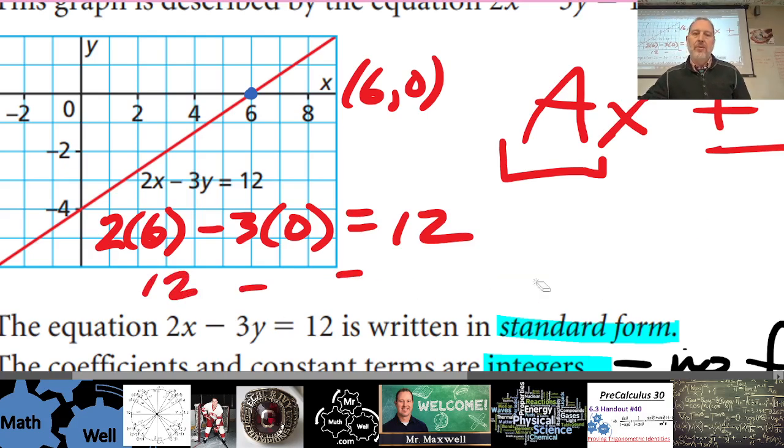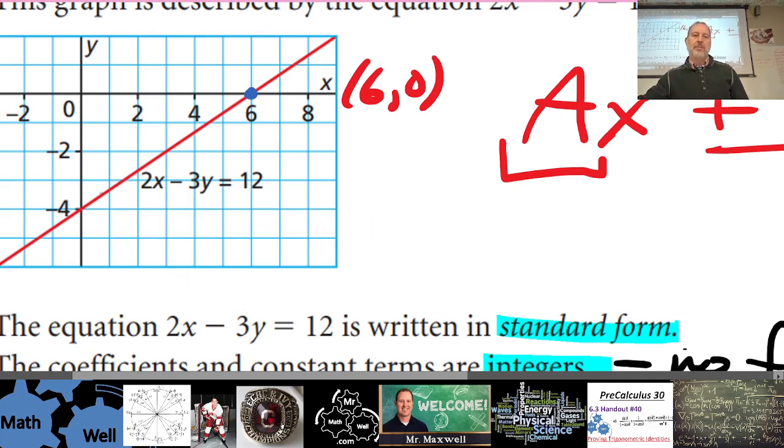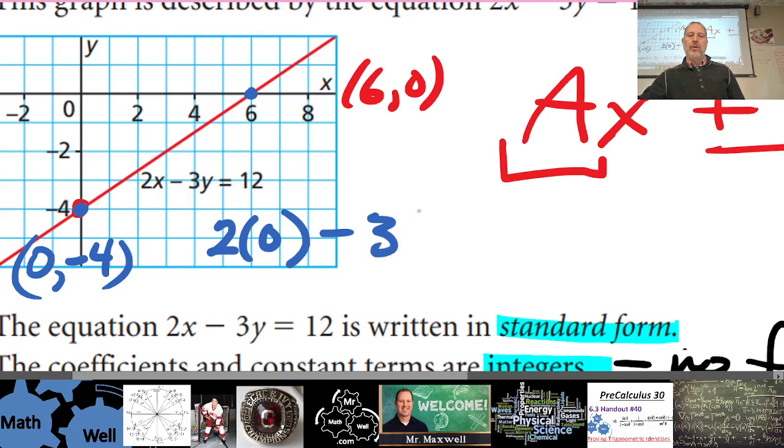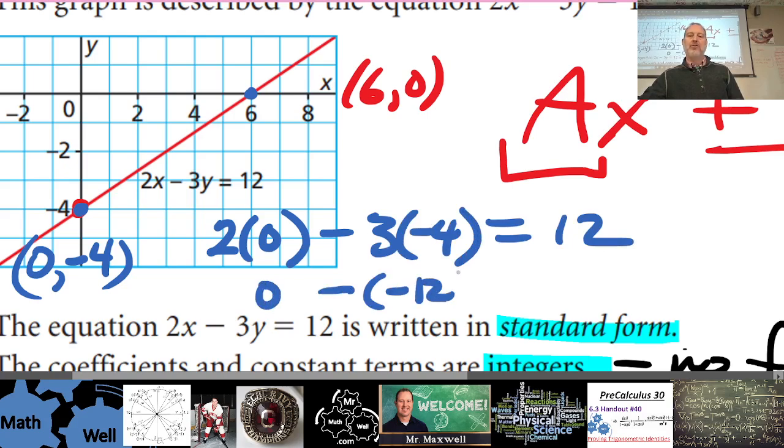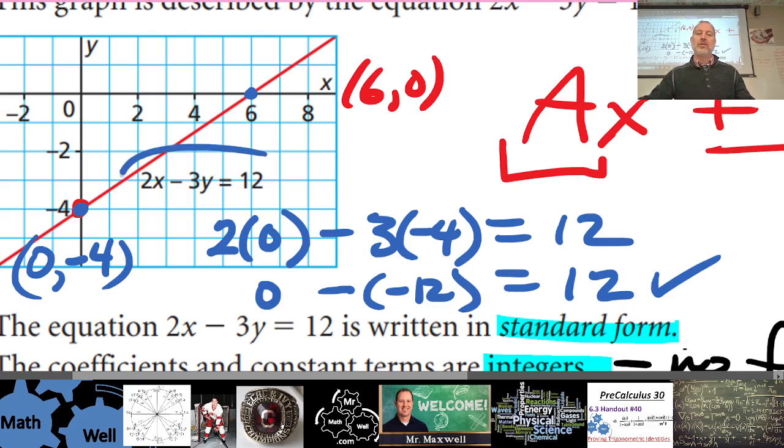Okay. So other ones, we won't do many, but you could do the other intercept. Two intercepts are easy to find, so I kind of like focusing on the intercepts. This point is (0, -4), isn't it? So if I put 0 in for x now, and -4 in for y, this is 0 minus -12 equals +12. Does that look right? Yeah. A negative and a negative is positive. Okay. So this is an equation for this line.